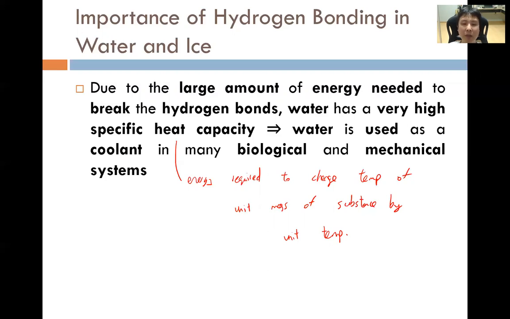Imagine another molecule with a very low specific heat capacity. It would not be able to absorb so much heat before the temperature rises very significantly. And of course, we cannot allow the temperature in our body to rise significantly, because it would affect all the cellular processes and metabolic processes, right? So we need a substance that can absorb a lot of heat before the temperature rises, so that we are able to maintain a body temperature that allows our body to function properly.